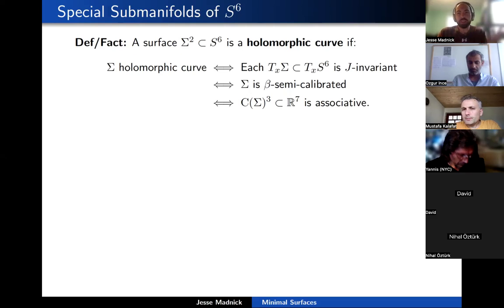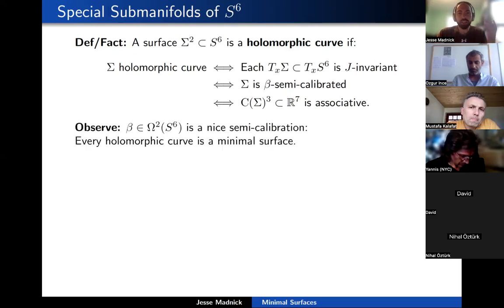Okay, so even though beta is not a calibration, it's a semi-calibration, and moreover, it's a nice semi-calibration. Right, I mean, this chain of equivalences shows that every holomorphic curve is a minimal surface, right? Because if I have a holomorphic curve, its cone is associative, therefore the cone is minimal. But if the cone is minimal, then the link must be minimal. So that shows that beta is a nice semi-calibration.